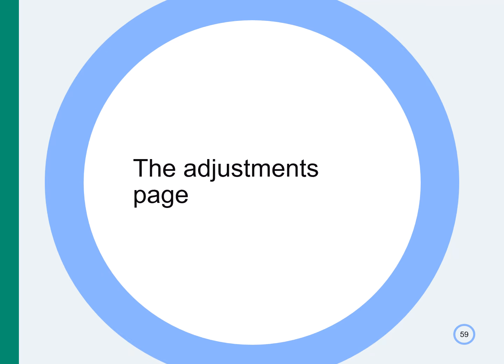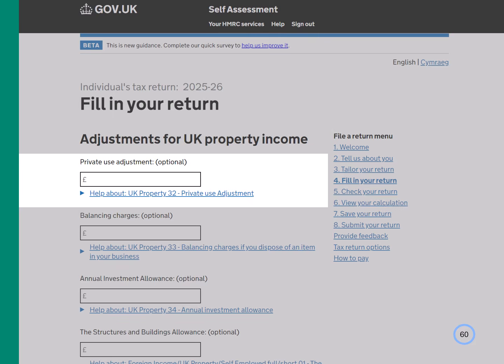Next, we'll look at the Adjustments for UK Property Income page. On this page, in the Private Use Adjustments box, enter any amount of non-business costs that you included in your expenses. For example, if you let a property for 8 months and live in it yourself for the other 4 months, show the 4 months non-business costs.